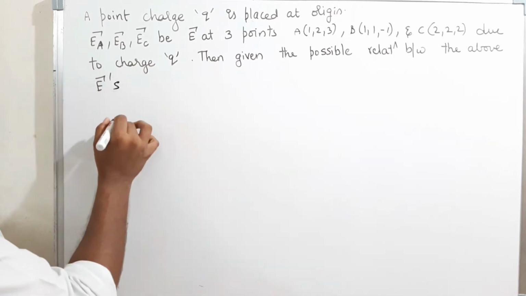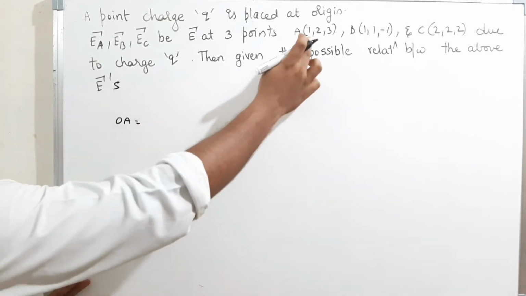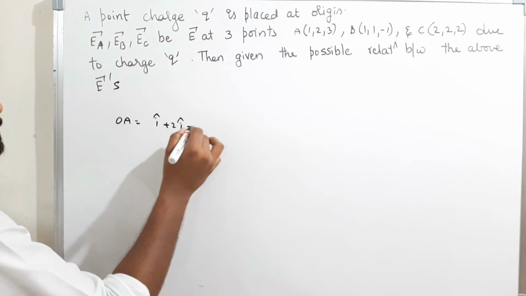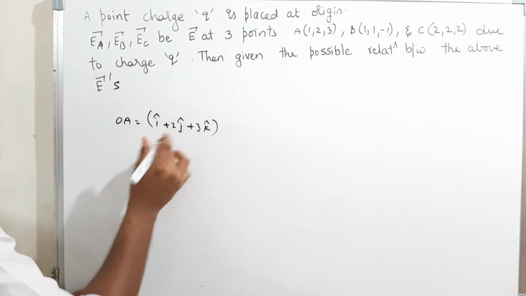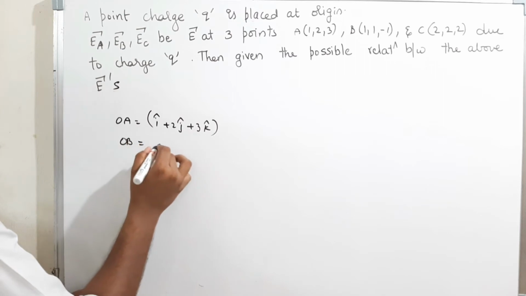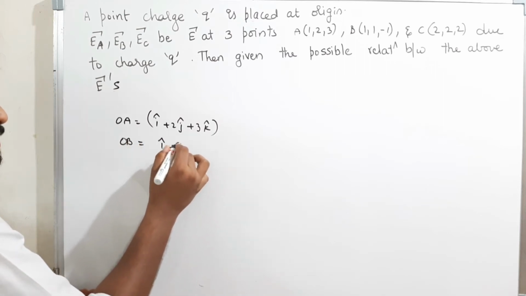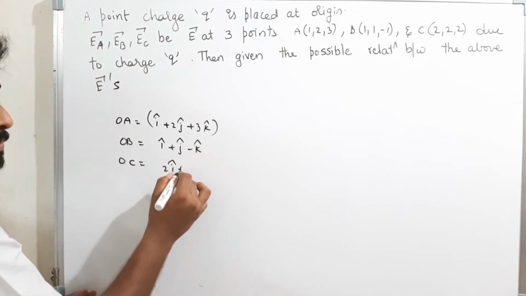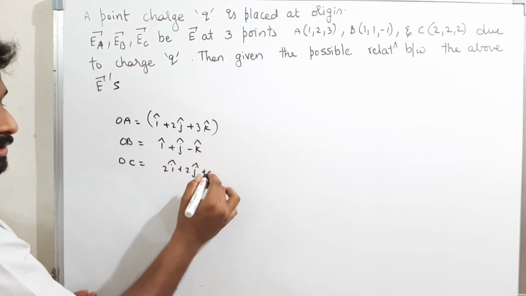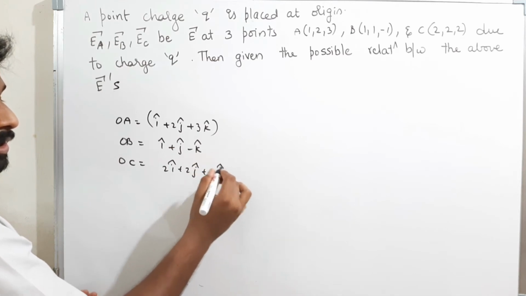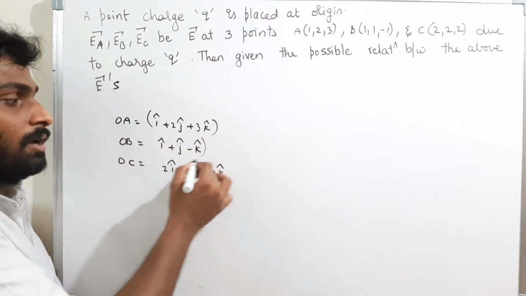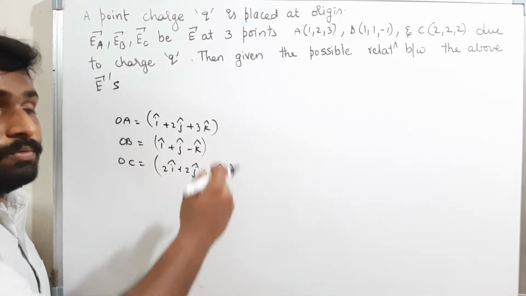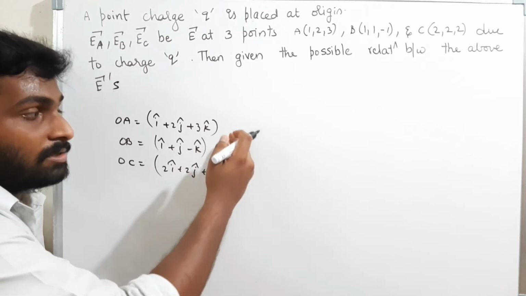Now, see here. What is OA? OA is nothing but the position vector. What is the position vector? I cap plus 2j cap plus 3k cap. What is OB? OB is nothing but I cap plus j cap minus k cap. What is OC? OC is nothing but 2i cap plus 2j cap plus 2k cap. These are the position vectors of points A, B and C. Now, first of all, you have to find whether there is any relation between them.